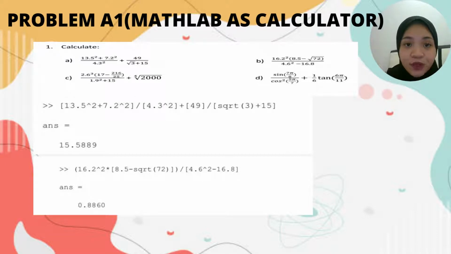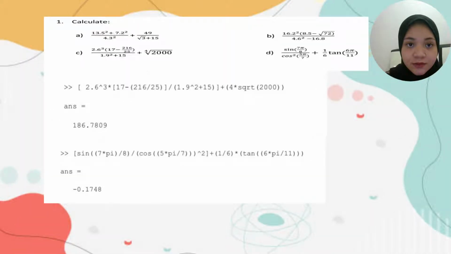So how to do this question is to just type it in MATLAB, and we must put brackets for every equation, which is 13.5, and then the power. Next, for question C, which is 2.6 to the power of 3 bracket 17 minus 216 over 25 over 1.9 squared plus 1.5 plus square root 4 2000.